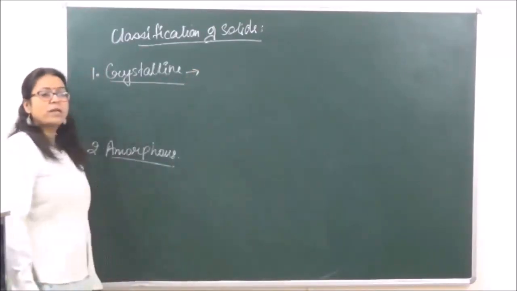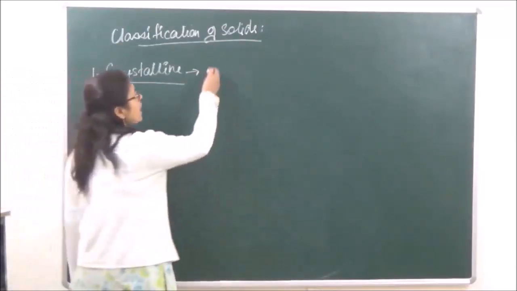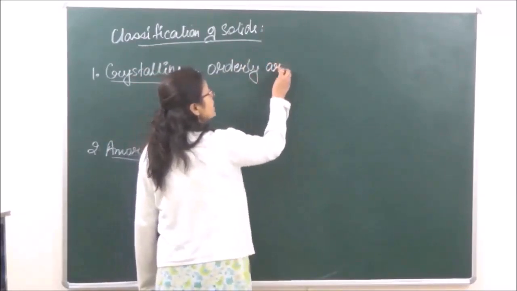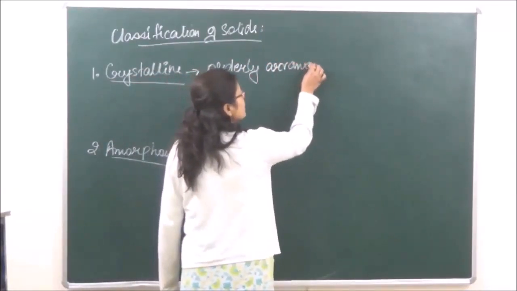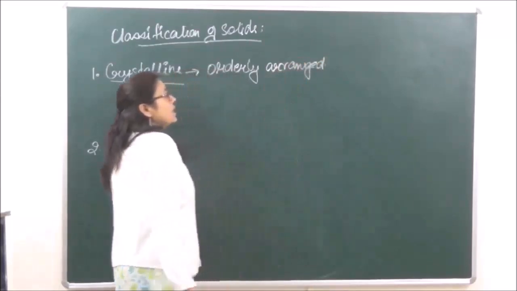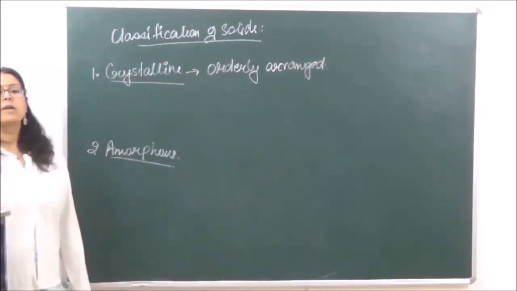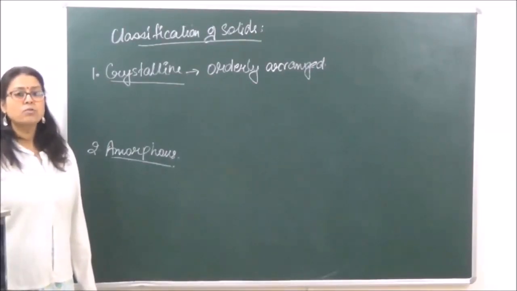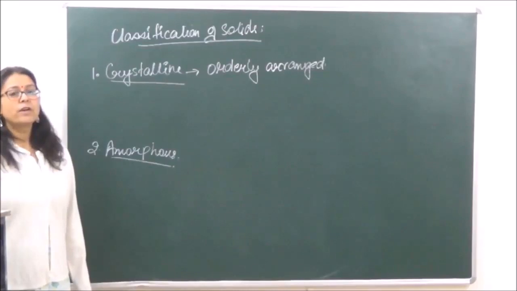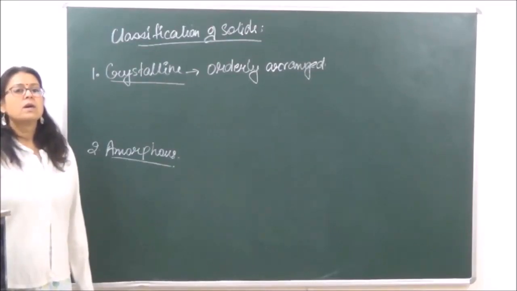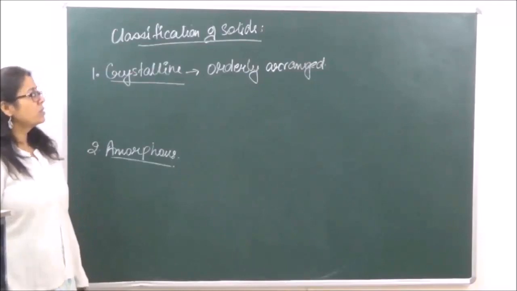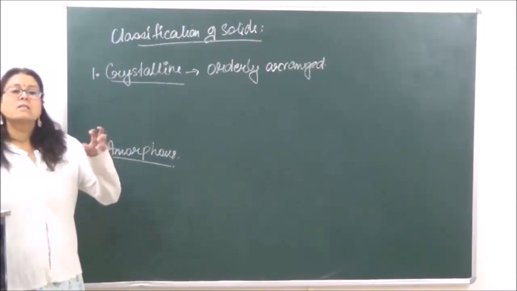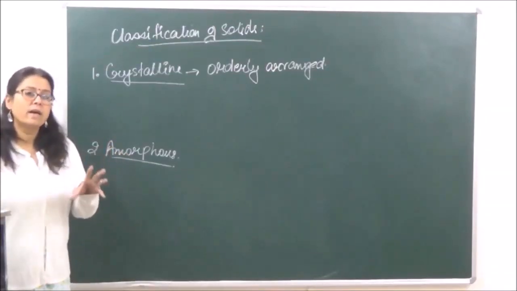In crystalline solids, the constituent particles are orderly arranged. In other words, we can say that they have a set pattern of arrangement. For example, if we take any solid, we will do this in the next section when we study crystalline solids, the constituent particles would be present at specific positions of the entire crystal.